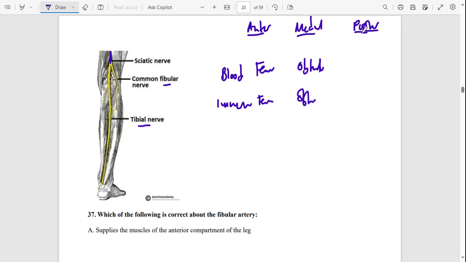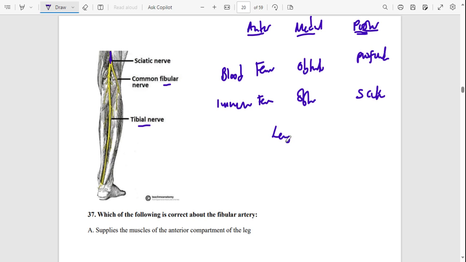If you go now posteriorly, the blood supply posteriorly is going to be by the profunda femoral artery, or the deep femoral artery. And the innervation of the posterior compartment of the thigh is going to be by the sciatic nerve. That is the thigh.